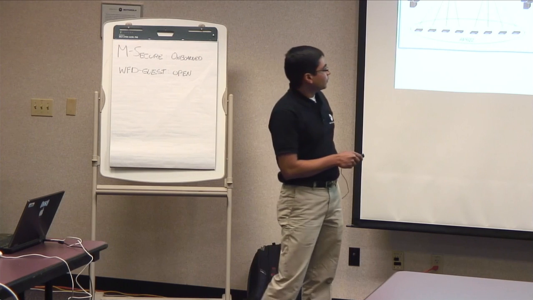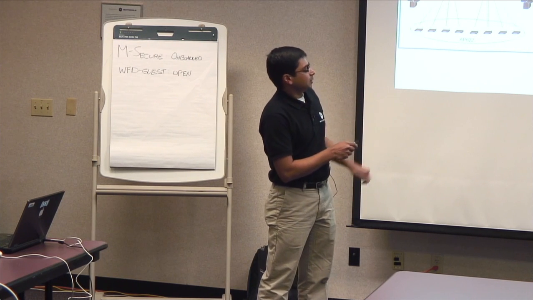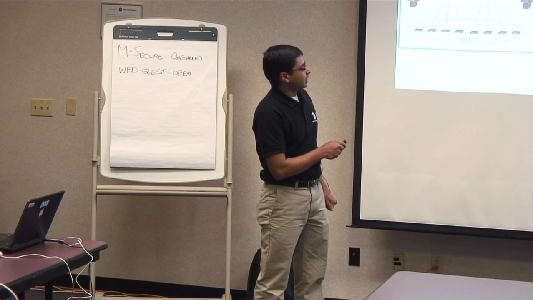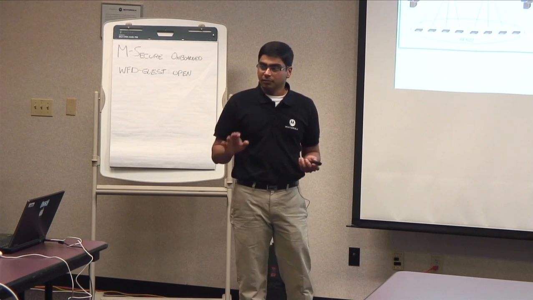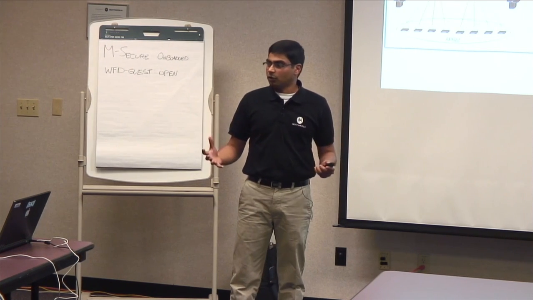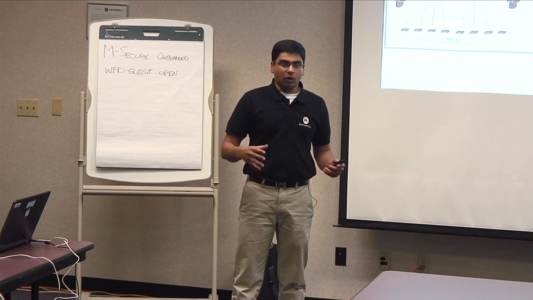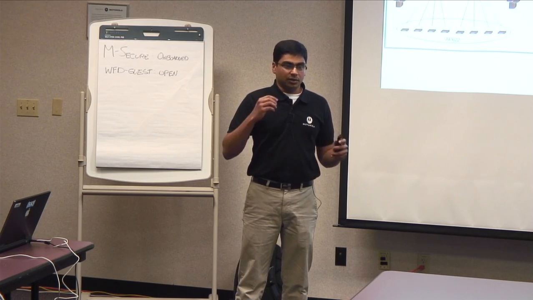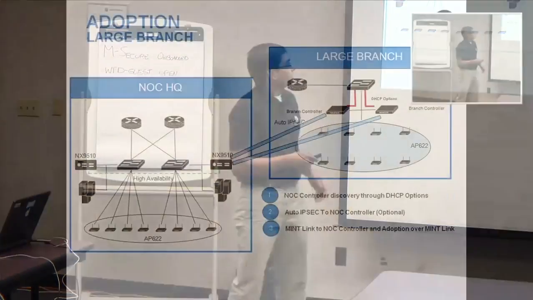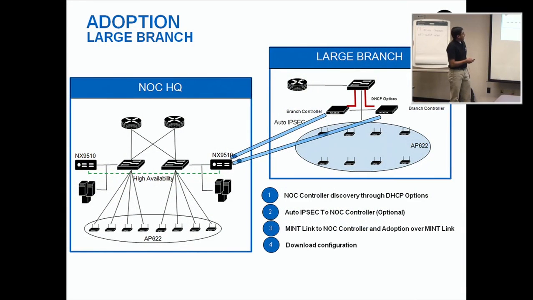Okay, so you create a Mint link. The branch controller creates a Mint link to the NX9510. So for now, think of the Mint link as the underlying protocol for WiNG5. That's a protocol that we use to communicate between WiNG5 devices. And then they download the config, right? They download their branch specific config.